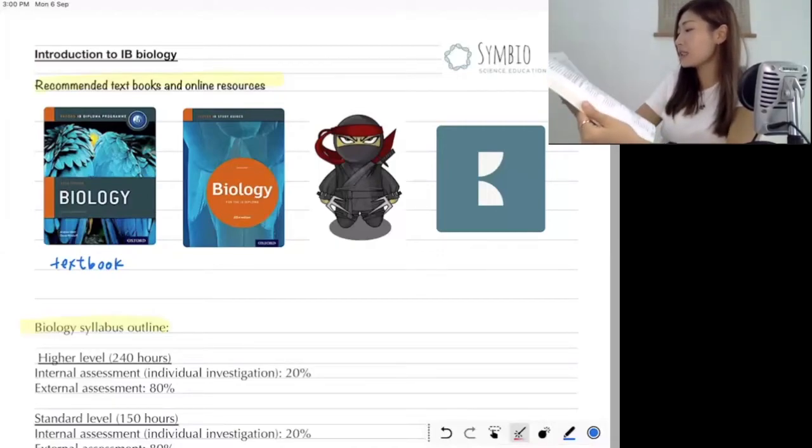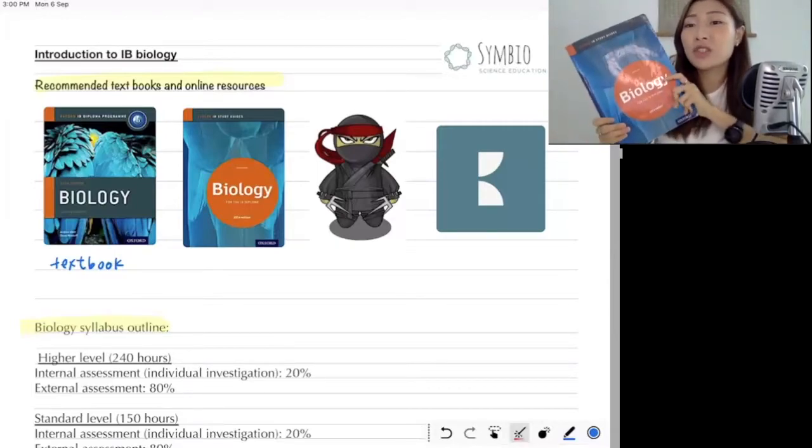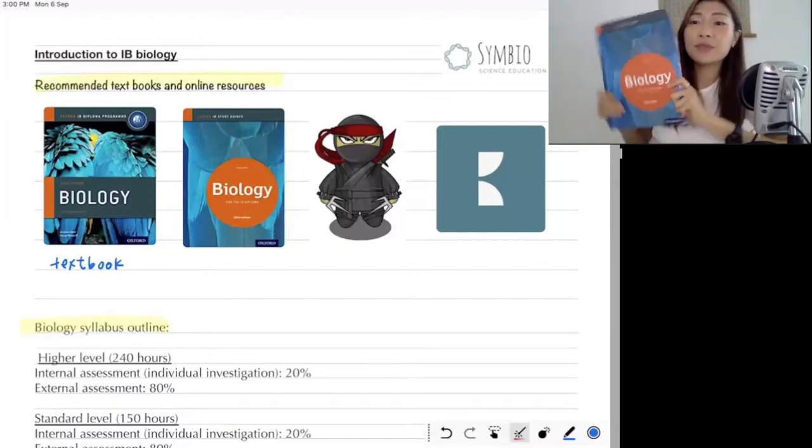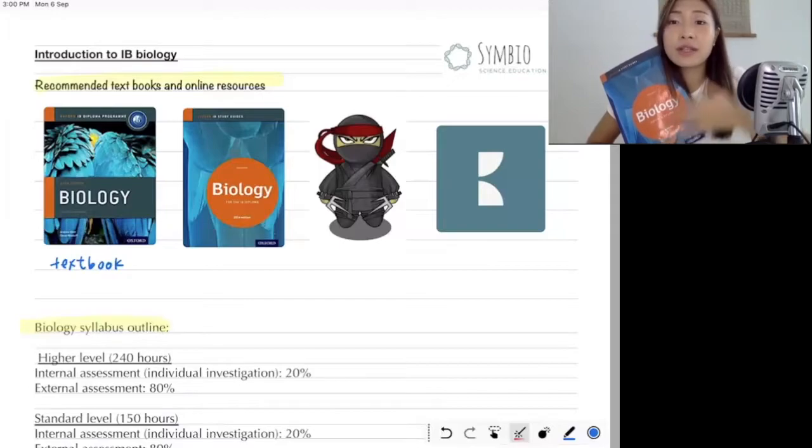Will I say this is a 100% must-get? Not really, but you can consider it. And of course, if you have friends who are graduating and not using it anymore, then why not?